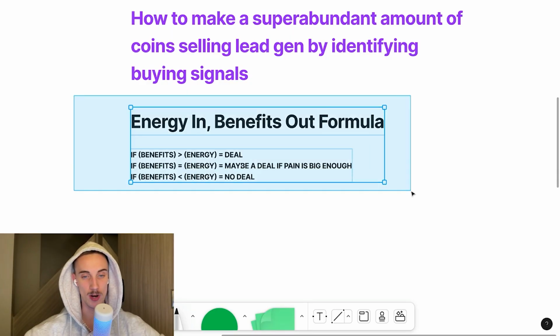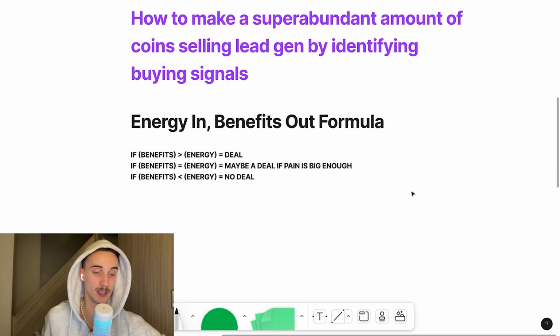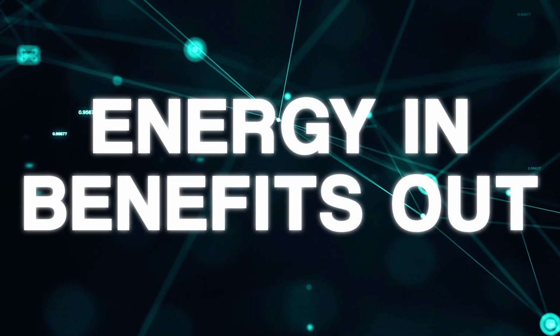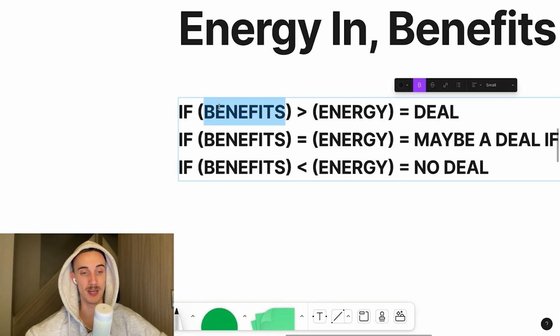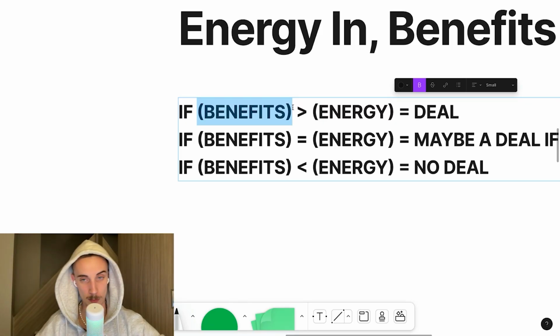We first need to understand this one really simple formula called energy in, benefits out. And in this formula, we only have two things that we really need to focus on. First, we need to be focusing on the benefits. Benefits mean the things that the prospect gets, like the end benefits: more revenue, more money, more profit. They need to spend less time, they save money, their life is better, they are less stressed. So it's all the benefits that they get for working with you.